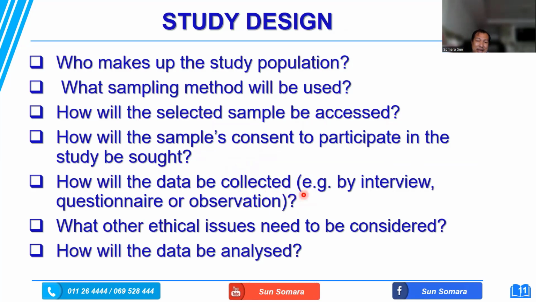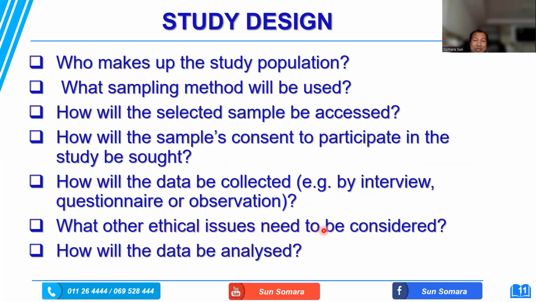Next, how will the data be collected? For example, by interview, questionnaire, or observation, like what you have learned from the presentation last week by Mr. Rina. Sorry for the mix-up. They have done the presentation, so you can see the video, right?